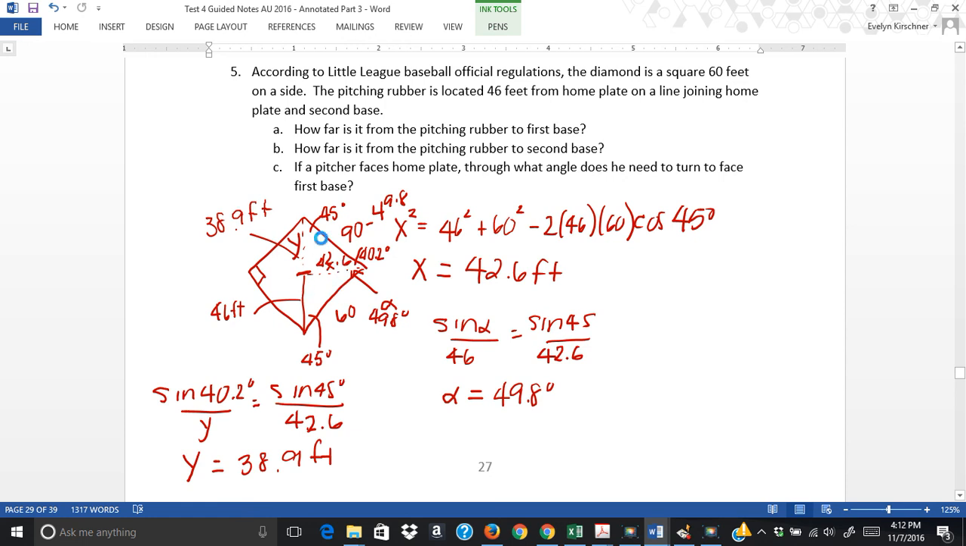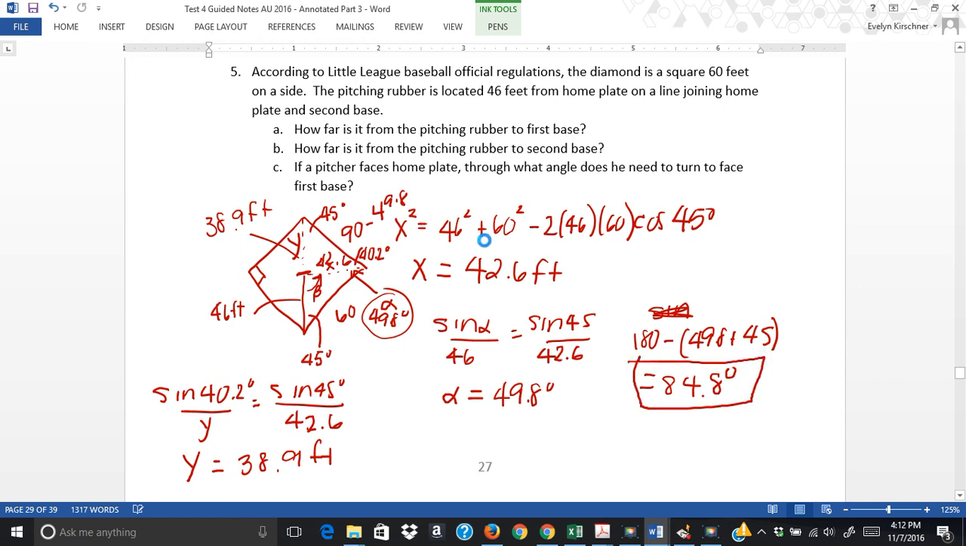Okay, the last thing I want to know is, if he faces home plate, so he's facing this way, how much does he have to turn? So I want to know this angle. I'll call that angle beta. I can use law of sines again. Actually, I don't even have to use the law of sines. I found 49.8. I can just say that I have 180 minus 49.8 plus 45, and that gives me 84.8 degrees. So that's how far I have to turn. So that would be C.